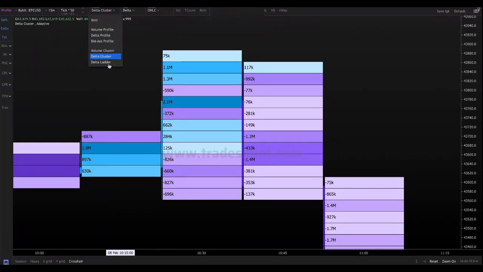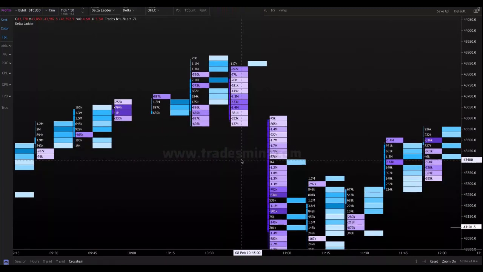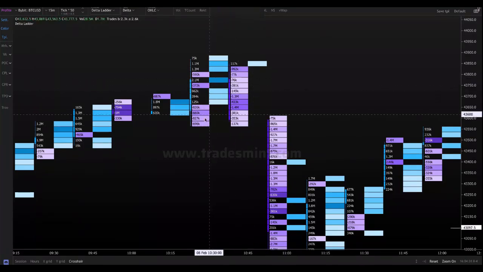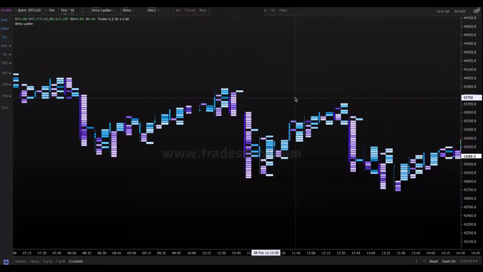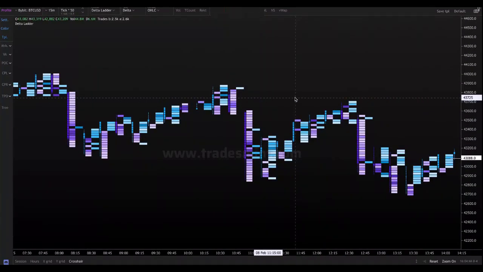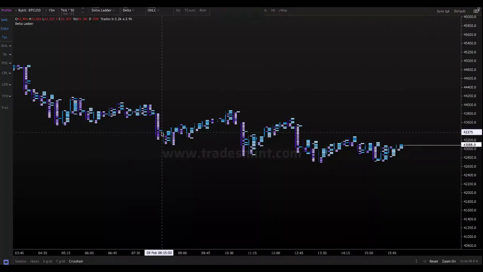And then, of course, we have the ladder, the delta ladder. And this is just another way to visually present it. And I honestly don't really like the delta ladder, but it's basically splitting it up into two halves, right? It's taking the cluster and splitting it so that the blue and the purple is not in one cluster, but it's in two clusters individually. So it kind of gives you a way to zoom out and really see very clearly, okay, this candle, for example, there were basically no sells here.